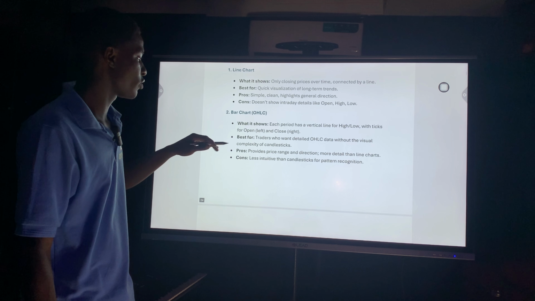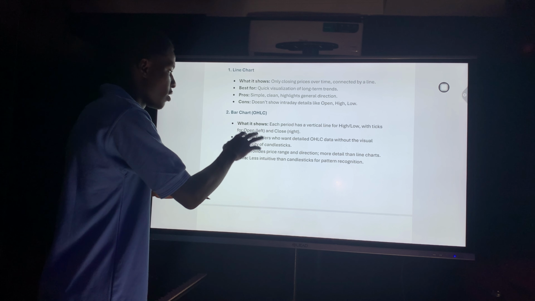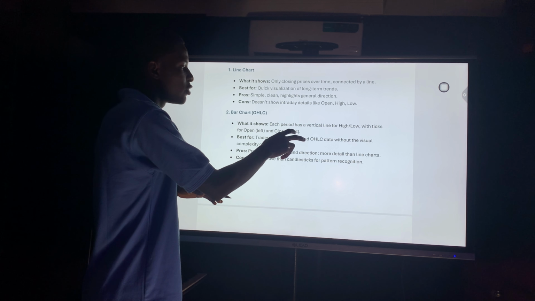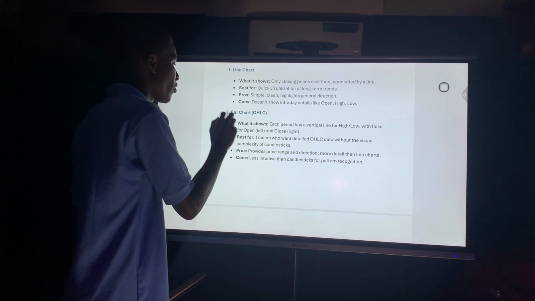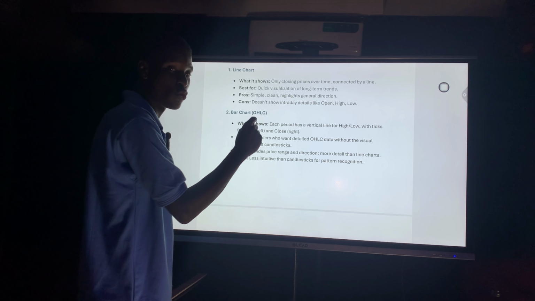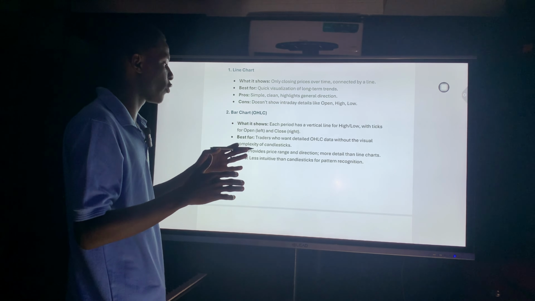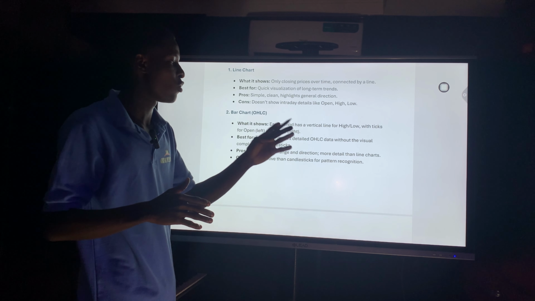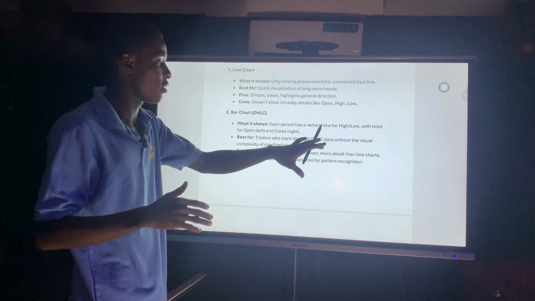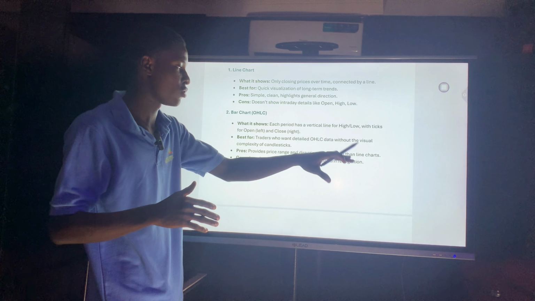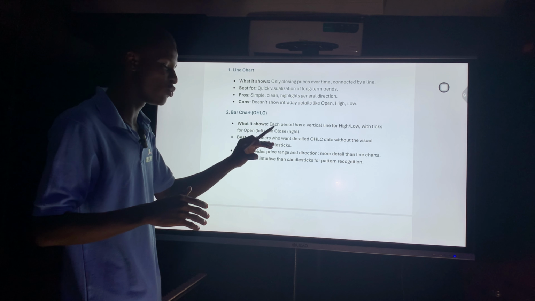For bar charts, we have the open, high, low, and close. What it shows: each period has a vertical line for high and low with ticks for open and close. The open is on the left and the close is on the right. It's best for traders who want detailed OHLC data, the open, high, low, close, without the visual complexity of candlesticks.